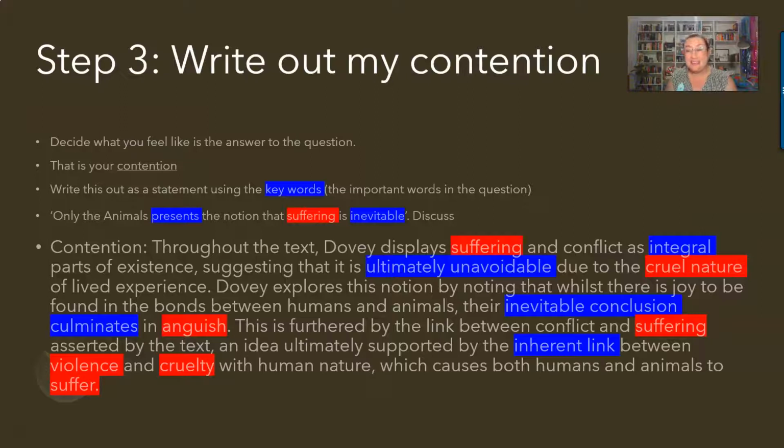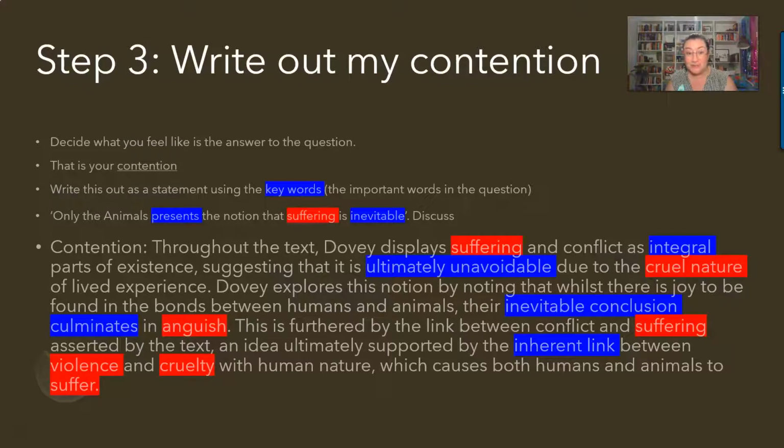The next thing I need to do, so step 1 was pick the question. Step 2 is to pull the question apart and find the keywords. Step 3 is to write out my contention. So basically your contention, just so if you've forgotten, is what you think the answer to the question is. Okay, write it out as a statement using your keywords. The reason you would want to write it out using those keywords is to make sure that your answer has addressed them all. Okay, so here's my example.